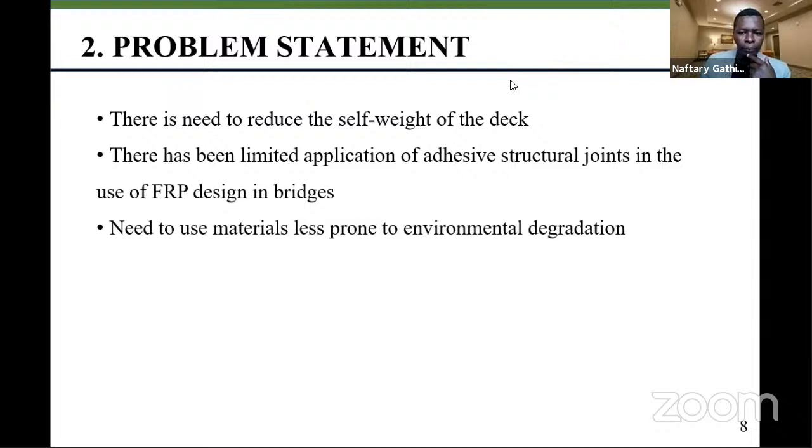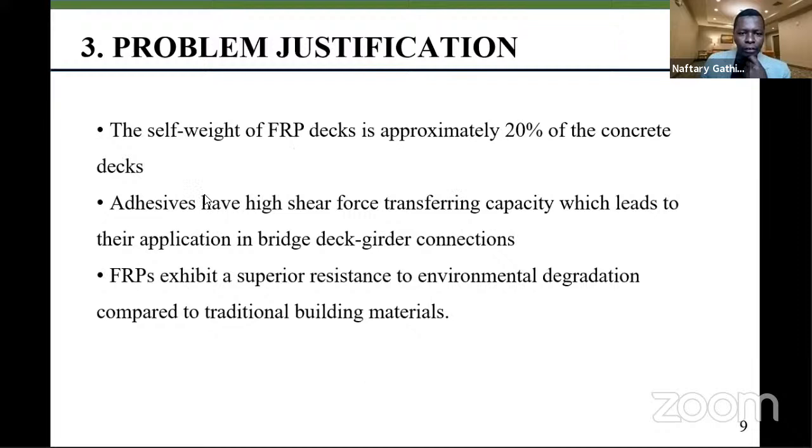Move to the next. The self weight is at 20. So you're saying the self weight is approximately 20%. So you're saying that's why you were using FRP. Yeah. But do we have any contention about the lightweight of the, I mean, like your research? Yeah. Are you somewhere trying to compare between the FRP and the concrete deck?